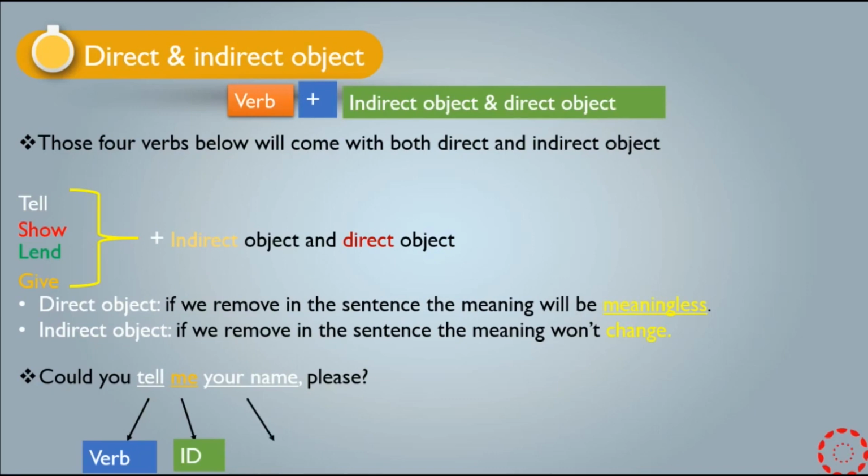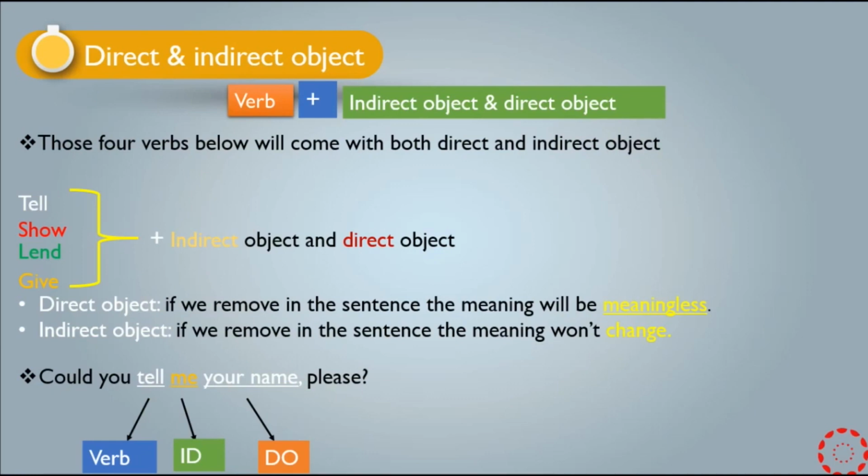And which one is the direct object? Your name. Let us see if we remove your name, whether it becomes meaningless or not. It becomes like that: could you tell me, please? So if we remove your name, the sentence will be meaningless. Could you tell me what? But if we remove the indirect object, the meaning of the sentence won't change.